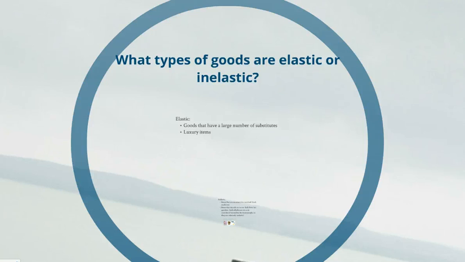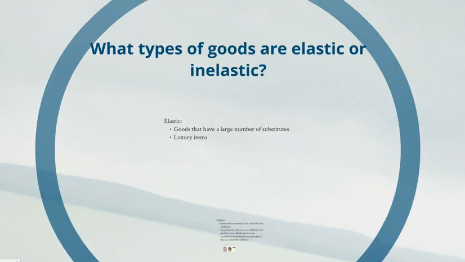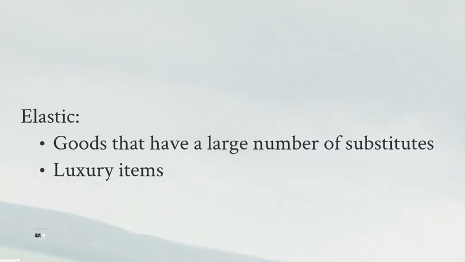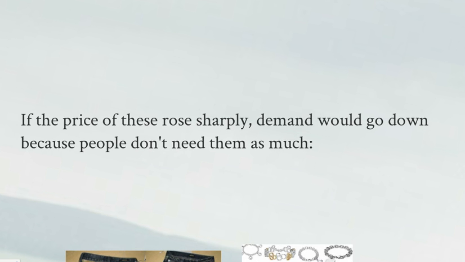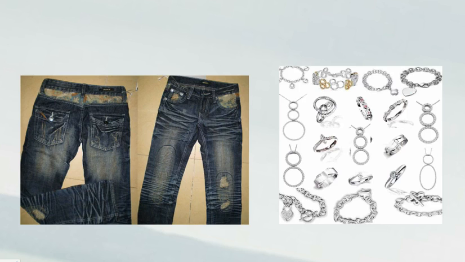So what types of goods are elastic or inelastic? Elastic goods have a large number of substitutes. If you are used to buying one specific brand of something and that all of a sudden goes up, there are probably other brands available. They're substitute goods, so it's elastic. And luxury items are considered elastic. If the price of things such as designer jeans and jewelry rose sharply, demand would go down because people don't really need them.